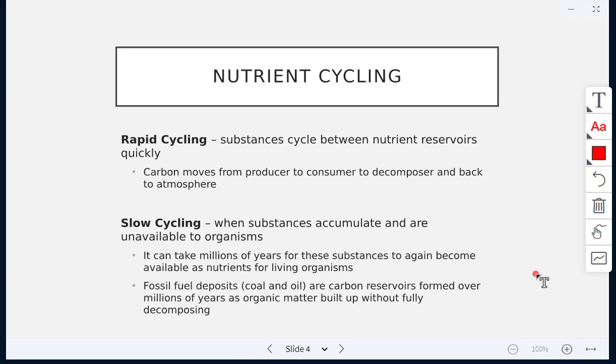So again, rapid cycling is when substances cycle between nutrient reservoirs quickly. Carbon can move, for example, from producer to consumer to decomposer and then back into the atmosphere. That would be rapid cycling. Slow cycling, substances accumulate and become unavailable to organisms. So for example, fossil fuel deposits like coal and oil, they are carbon reservoirs formed over millions of years as organic matter built up without fully decomposing. So it can take millions of years for these kinds of substances to again become available as nutrients for living organisms. And that is an example of slow cycling.